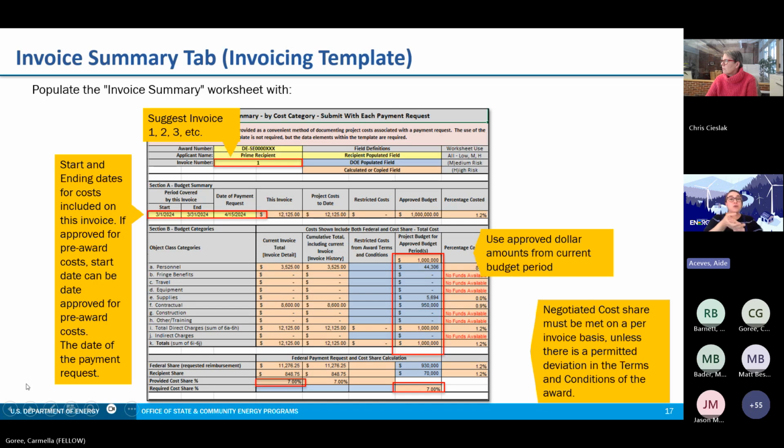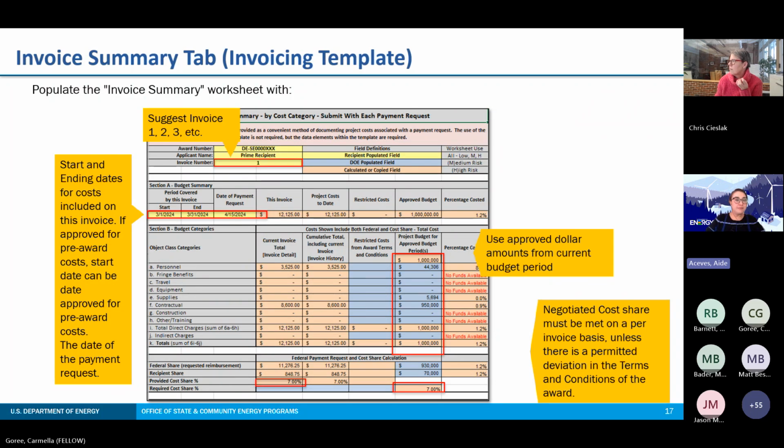All right, so when you receive the invoice template, like we said, all DOE-related fields in blue will be populated. And in this first tab, the invoice summary tab, you'll populate the yellow fields, including what invoice you're submitting with an invoice number, the start and end dates for the costs included on the invoice. Now, please note, if you were approved for pre-award costs, that start date can be the one that you were approved for the pre-award, and the dollar amounts for the invoice period. A friendly reminder that the negotiated cost share must be met on a per invoice basis unless there is a permitted deviation that is noted in your terms and conditions.